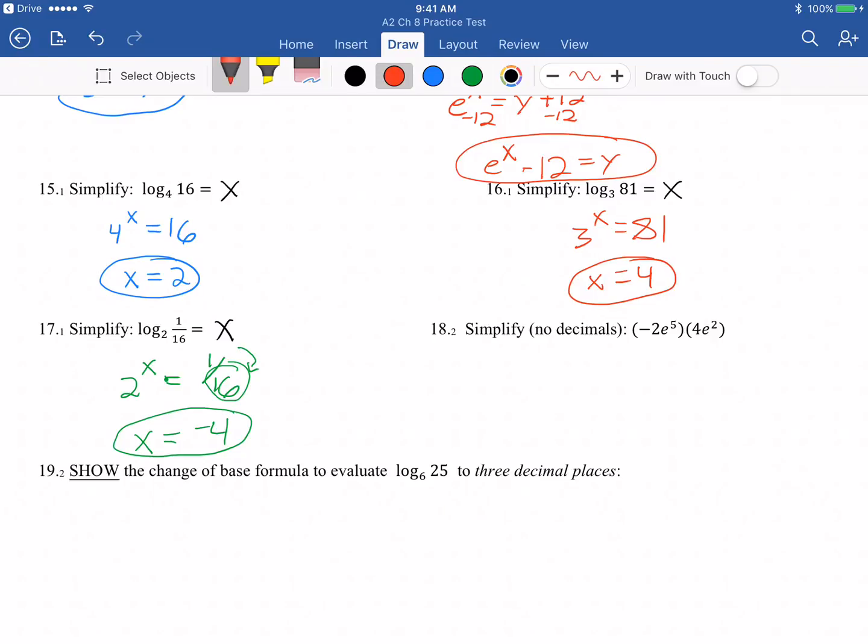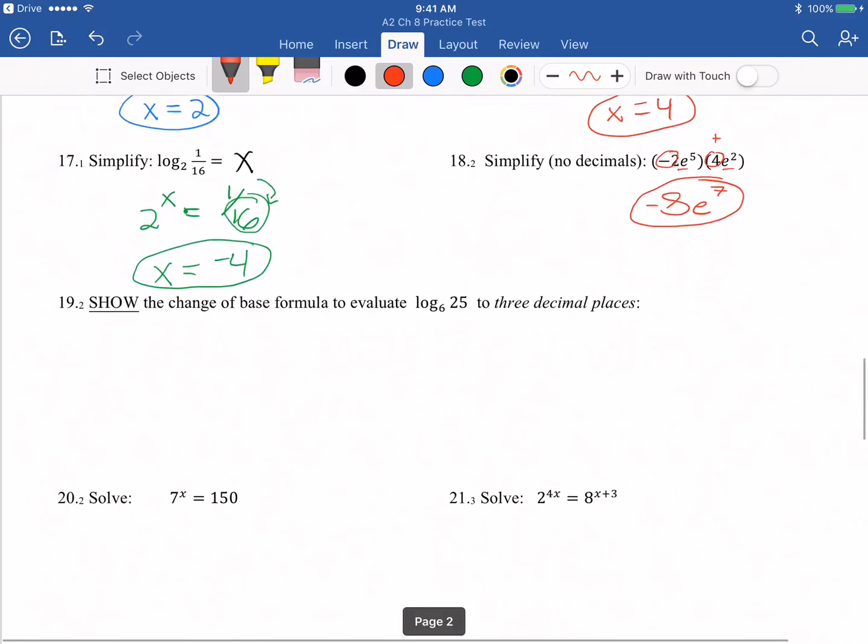All right, 18, you can kind of just treat those e's like they're x's. So you just have to use them as kind of these variables. Talking about those exponent rules, excuse me. So now we have this, take this negative 2, multiply it by that 4, you get negative 8. Now you have e, and then you take that 5 and that 2, and then you add those guys together. So you get e to the 7th there. So quick one there for 18.